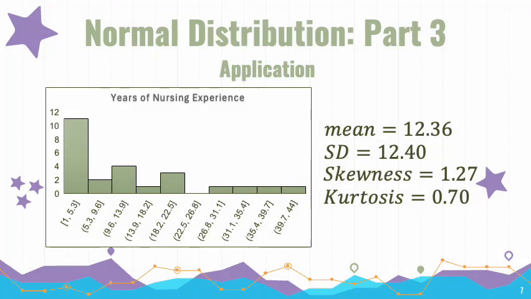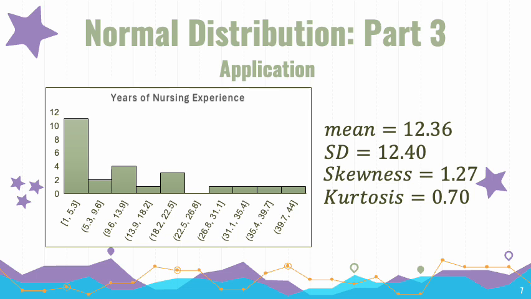So let's take a minute to look at our distribution for years of nursing experience. As we calculated in our lecture on variance, our mean is 12.36 years with a standard deviation of 12.40 years. When we look at our histogram, we can instantly visualize that this is not a normally distributed data set. We can instantly recognize that our data set is skewed to the right. Notice that long tail going off to the right.